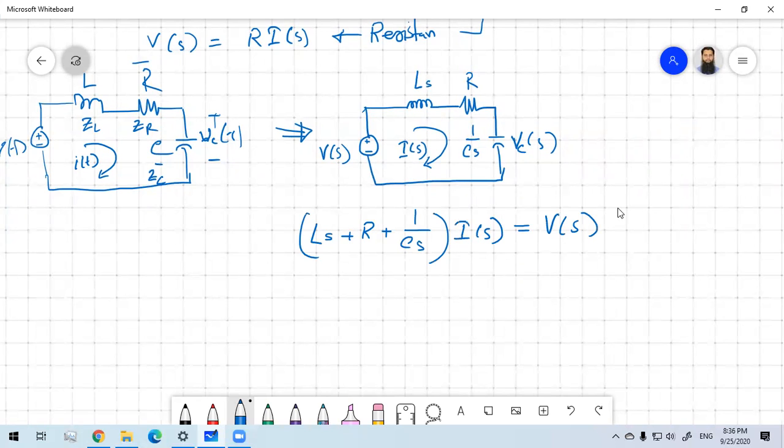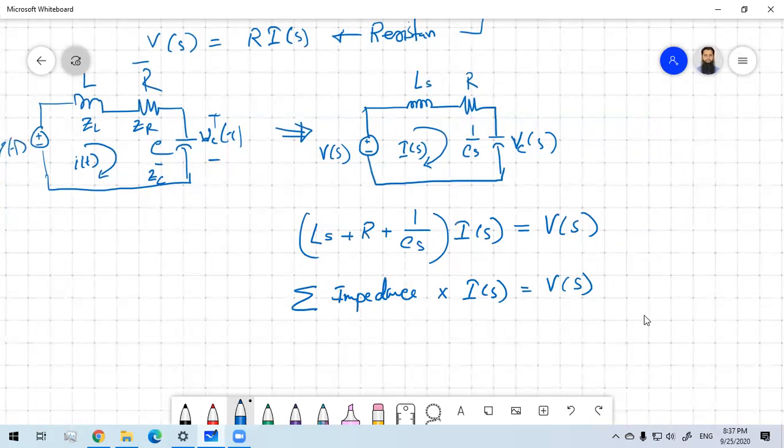So what is the bottom line? Bottom line is, in a single loop, what we are finding is the sum of impedances multiplied with the current of that corresponding loop. That will give you equal to source voltage. A loop may or may not have a source voltage. If it doesn't have a source voltage, then it will be simply zero.